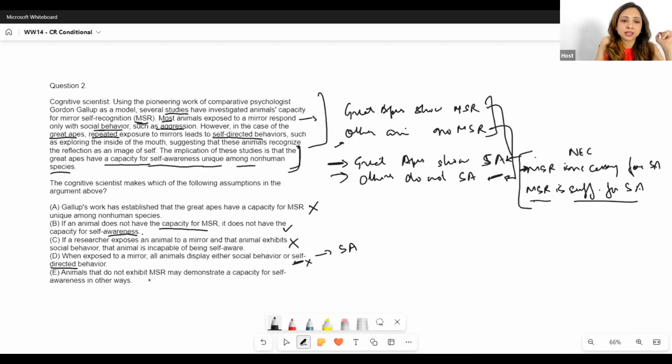Last one. Animals that do not exhibit MSR may demonstrate a capacity for self-awareness in other ways. In fact, this is the opposite of our assumption. We are saying if they are not showing MSR, that means they are not self-aware, isn't it? Right? This is what we are saying. This is our assumption. We are not assuming that the ones who do not show MSR may exhibit self-awareness in other ways. We are concluding something absolutely opposite to this. So this is not an assumption that we have, right? So our answer is going to be B over here.